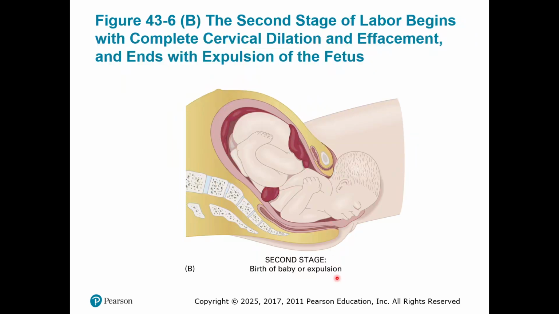So here we have another diagram. The second stage of labor begins with the complete cervical dilation and thinning, and ends with the expulsion of the fetus.